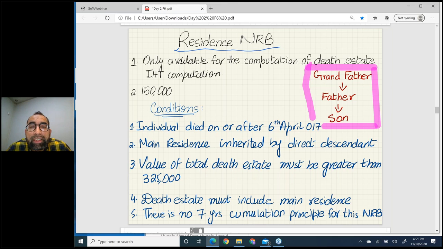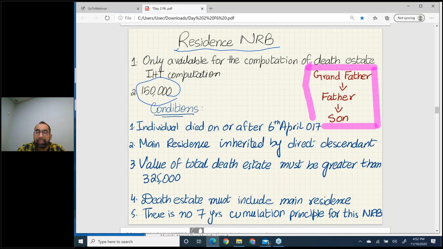Number two, what is the amount of residence NRB? It is 150,000 per person. The amount of residence NRB is 150,000. Now, what are the conditions which must be met in order to qualify for residence NRB?